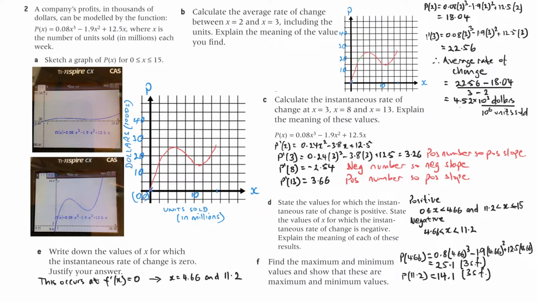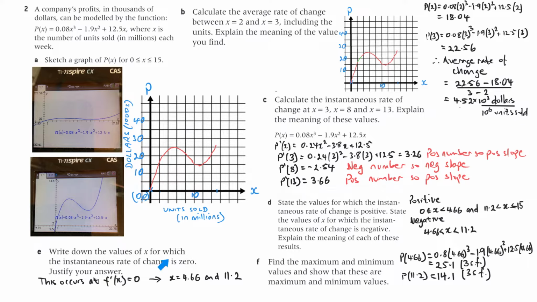Now, where is it negative? It's negative here, between that peak and that trough right here. So where the maximum and the minimum, we know that's 4.66. So x is greater than 4.66 and less than 11.2. And that's why I've got the negative there.